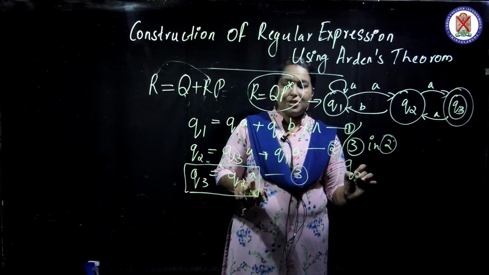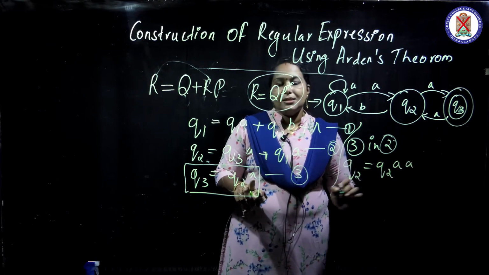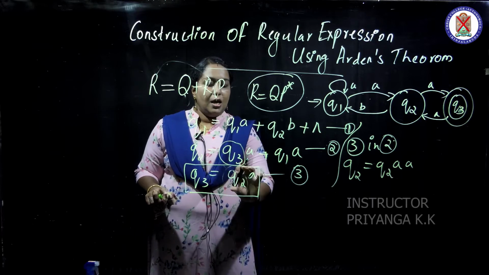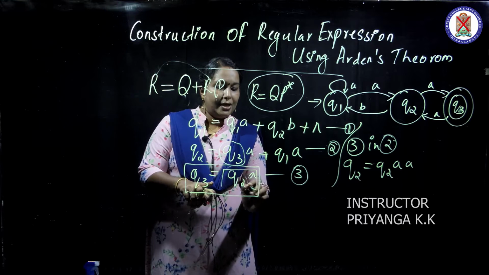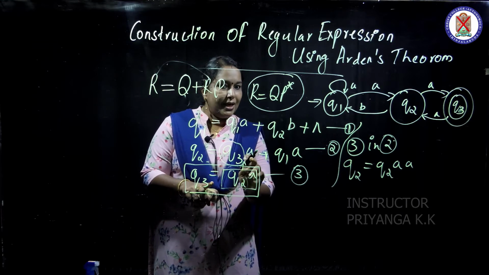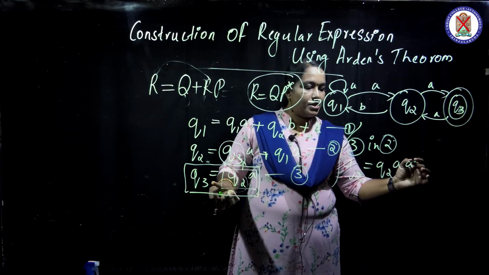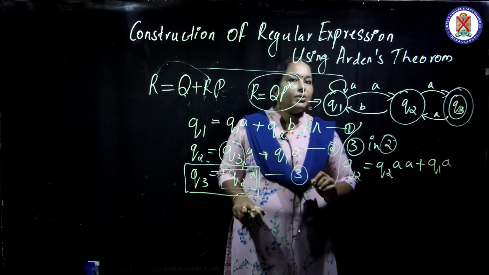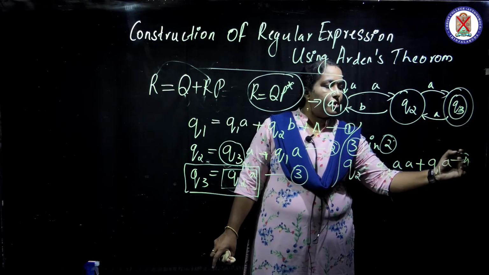So Q2 is equal to Q2AA. That's very important. We are substituting Q3, which is equal to Q2A, but here A is already there, so don't forget to write that, otherwise your expression will be wrong. Plus Q1A. Look at this expression. This is equation number 4.